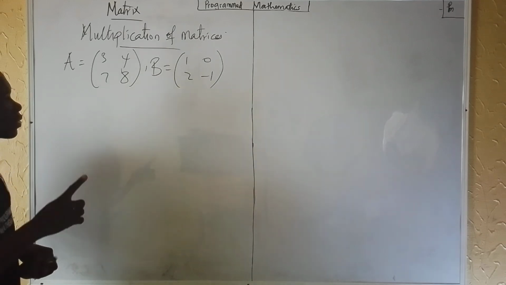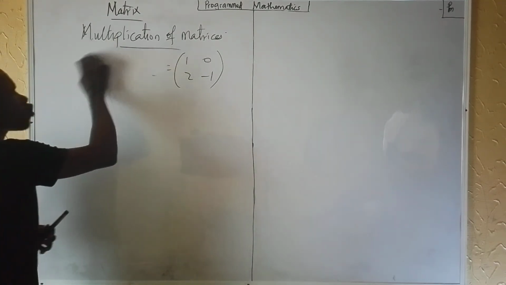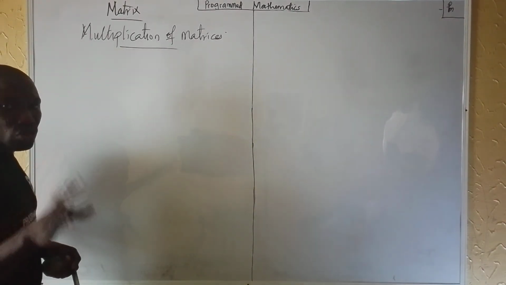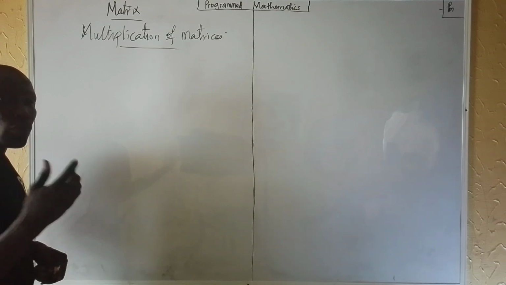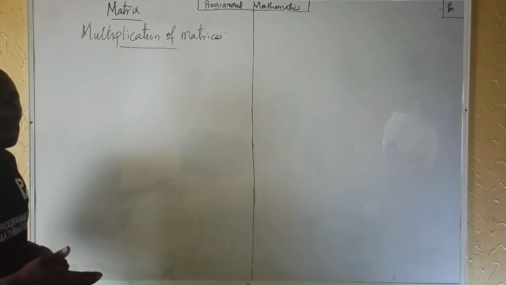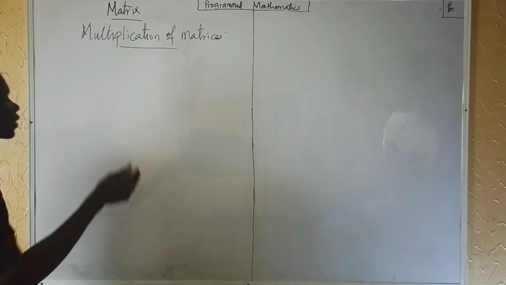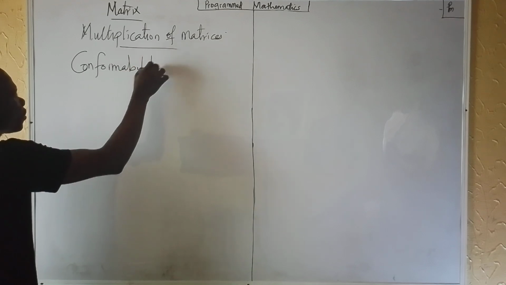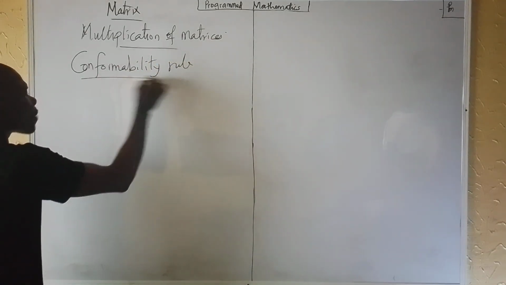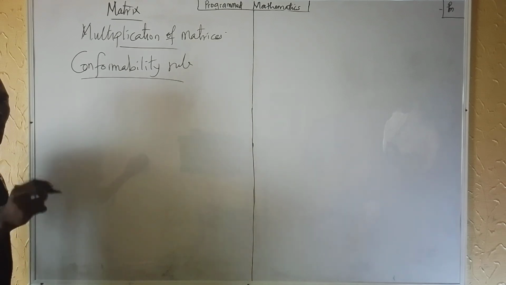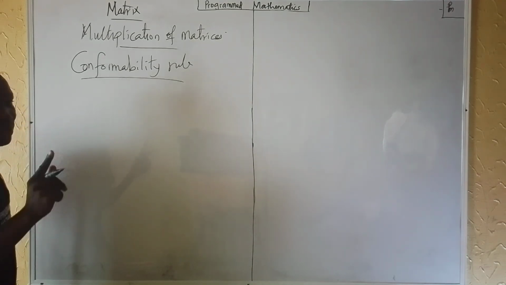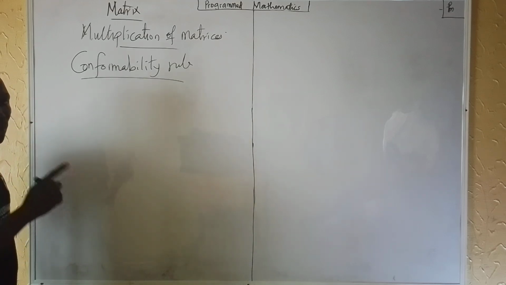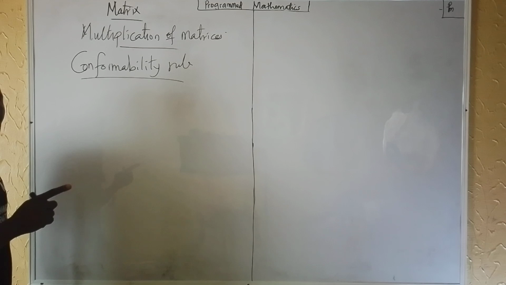First important thing here is that before two or more matrices can be multiplied together, there is a simple rule that must be followed, so you won't be wasting your time checking whether the matrices can be multiplied together or not. And what is that simple rule? It is called the conformability rule. For two matrices to be conformable for multiplication, the number of columns of the first matrix must be equal to the number of rows of the second matrix.